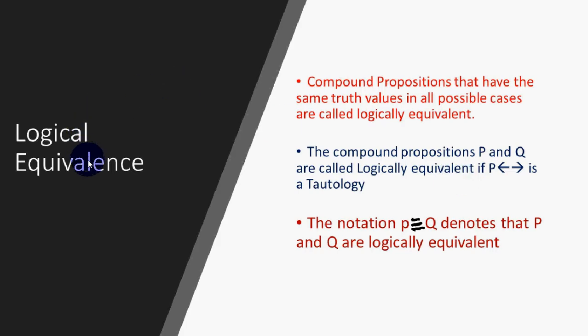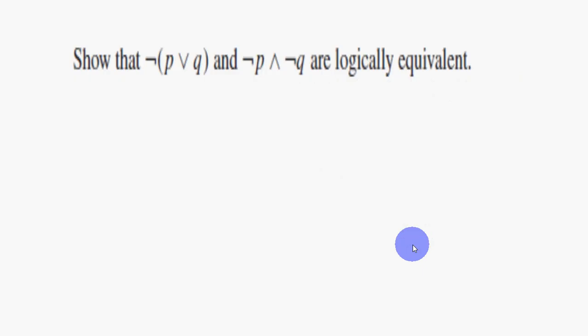Next, logical equivalence: compound propositions that have the same truth values in all possible cases are called logically equivalent. Similarly, the compound propositions P and Q are called logically equivalent if P biconditional Q is a tautology. The notation P is logically equivalent to Q denotes that P and Q are logically equivalent. Let us discuss some examples. Show that not (P or Q) and not P and not Q are logically equivalent.